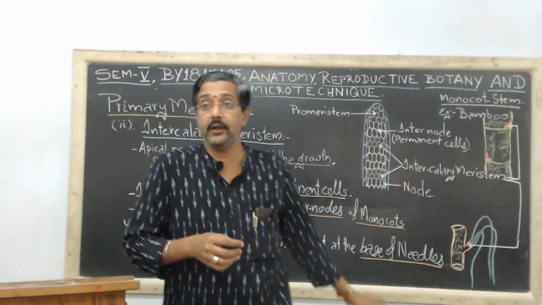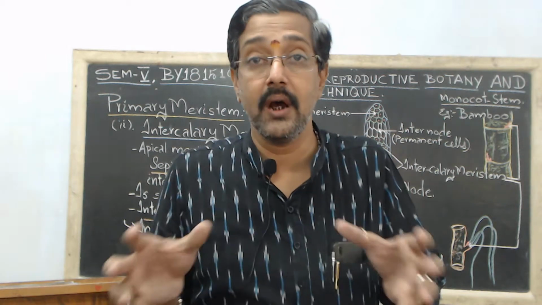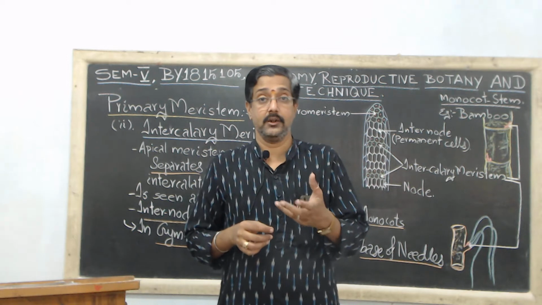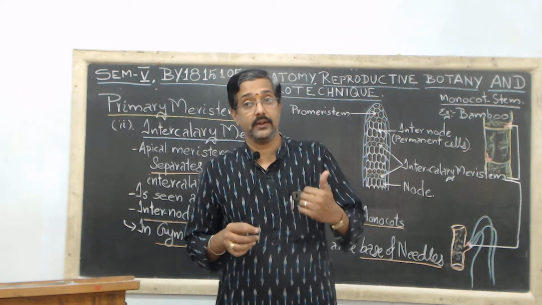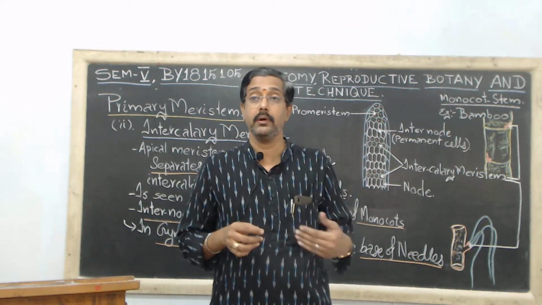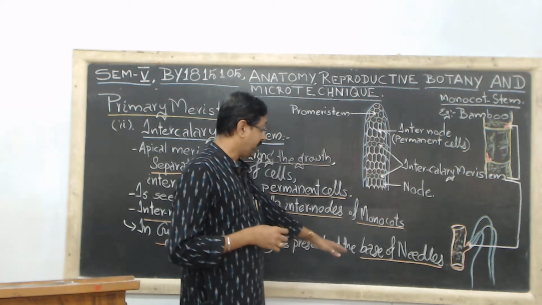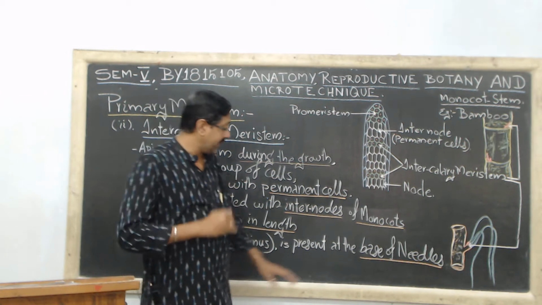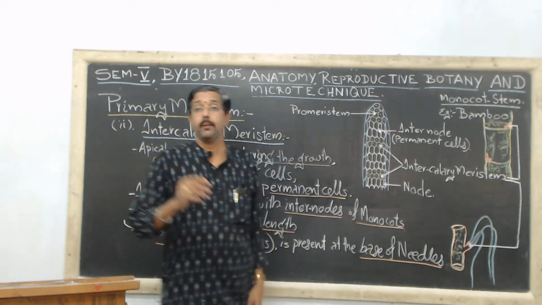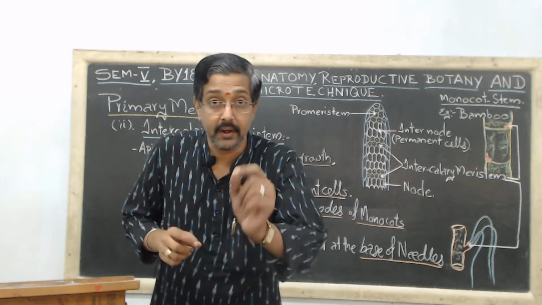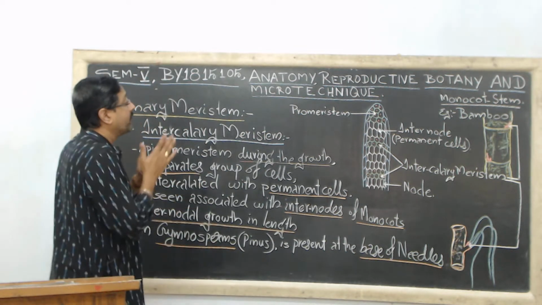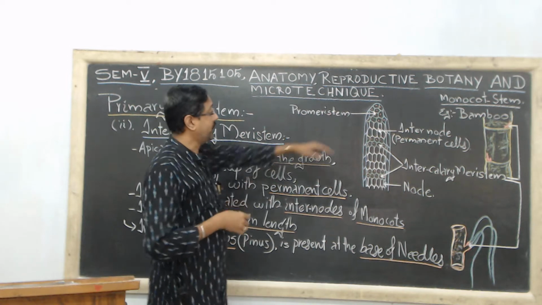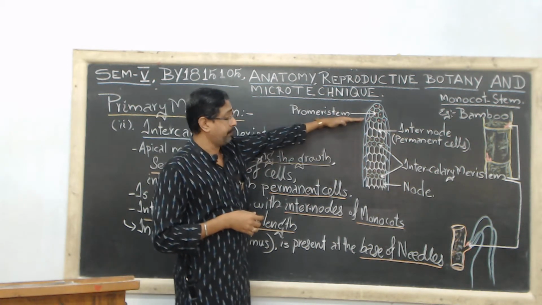Needle means that in gymnosperms the leaves are not differentiated similar to angiosperms, that is, monocots or dicots. In the case of coniferous members, for example Pinus, the leaves are modified into needles, and at the base of the needle we can see the presence of intercalary meristem. Here in the diagram, the vertical section, we can see first of all the shoot tip.